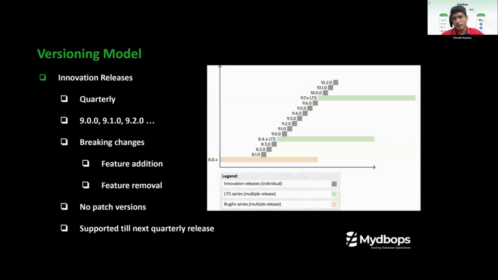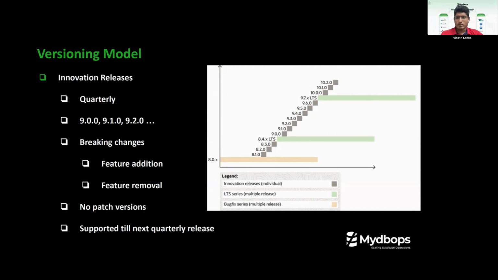Here is a quick glance at the new versioning model of MySQL. Now, the releases are classified into two categories. One is the innovation releases. In the innovation releases, new releases are supposed to happen on a quarterly basis, and new releases will start from a major version, say, for example, 9.2, and the minor version is automatically incremented on every release. There won't be any patch versions or bug fix versions.